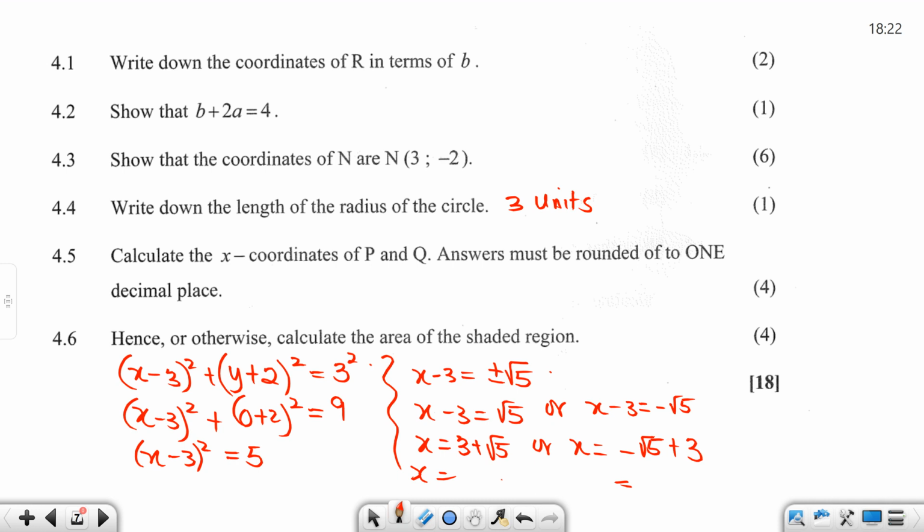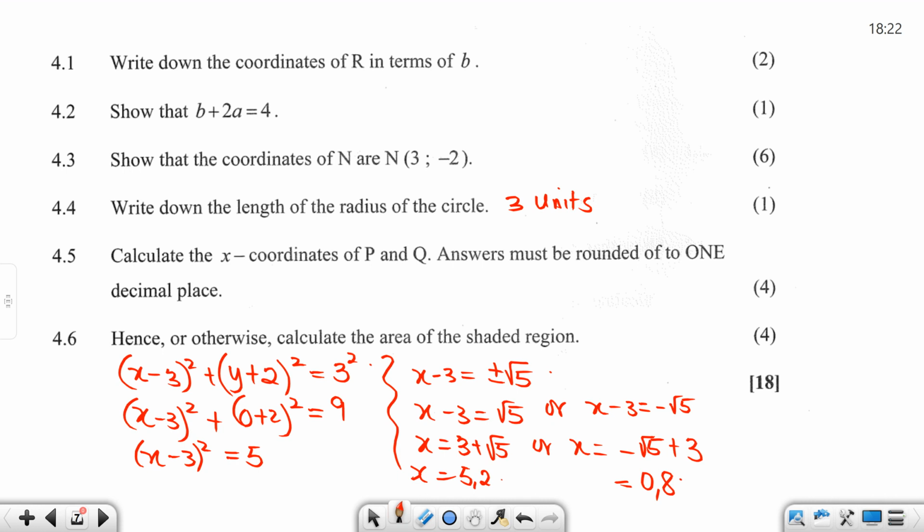What's your answer? I'm going to expand so you're comfortable. 5,24. Is it 1? 5,2. 0,8. But which one is P and which one is Q?